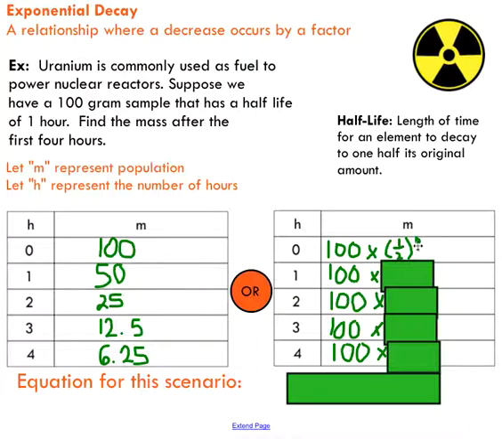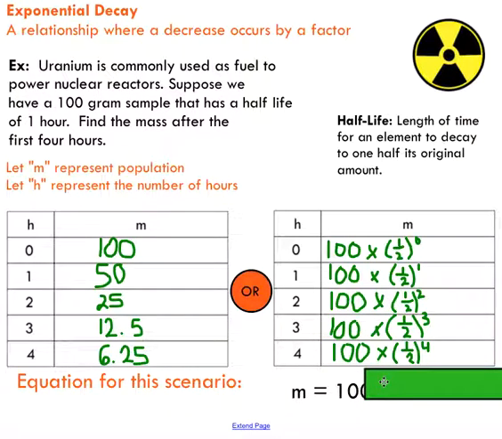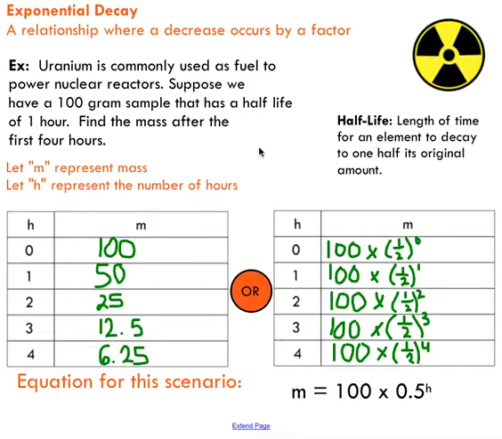So if my first initial observation has 100, I'm going to multiply by 1/2 to the power of 0, and that should give me 100. After 1 hour, I've decayed by a factor of 2, so I'm raising that to the power of 1. 2 hours, I'm decaying by a factor of 2 from my initial decay, so I've got a power of 2, and so on and so on. And again, this allows me to generate a general equation which allows me to predict the mass after a certain number of hours. Okay, sorry, I just noticed an error in my let statement here. M is going to represent the mass. Sorry about that. So that'll be my general equation.